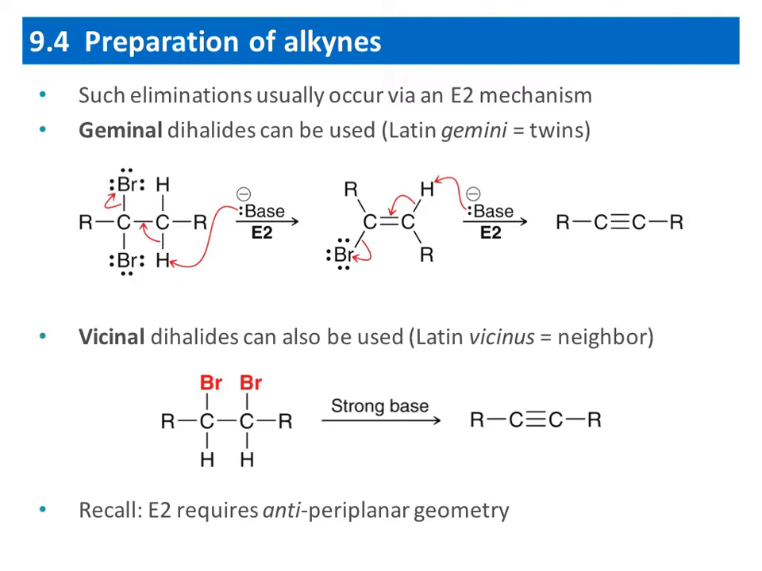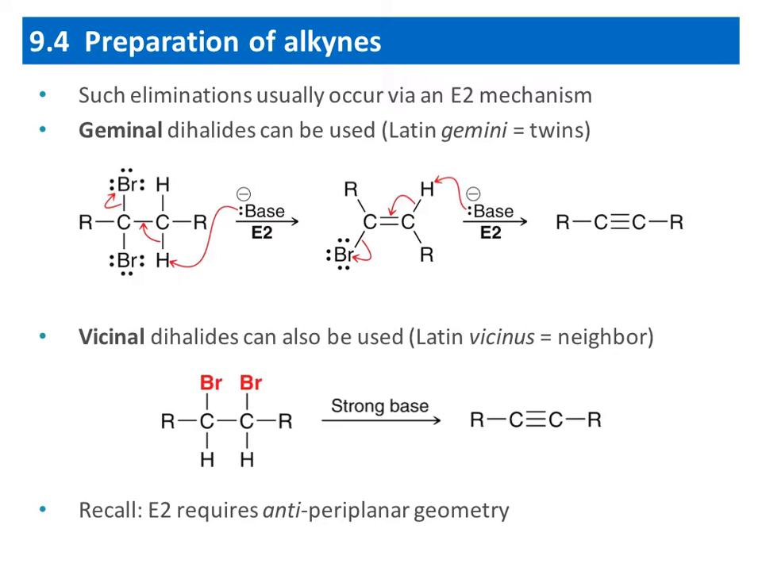So this process happens through the E2 mechanism that we learned about in chapter 7. The E2 mechanism is a one-step process and it is concerted. So we still have a one-step process, but it is happening twice. And because it is happening twice, that doesn't mean it is not concerted, okay? So it's happening through the E2 mechanism.